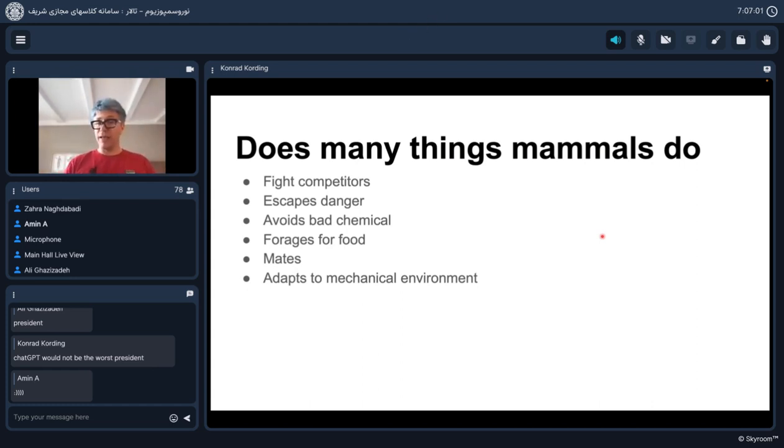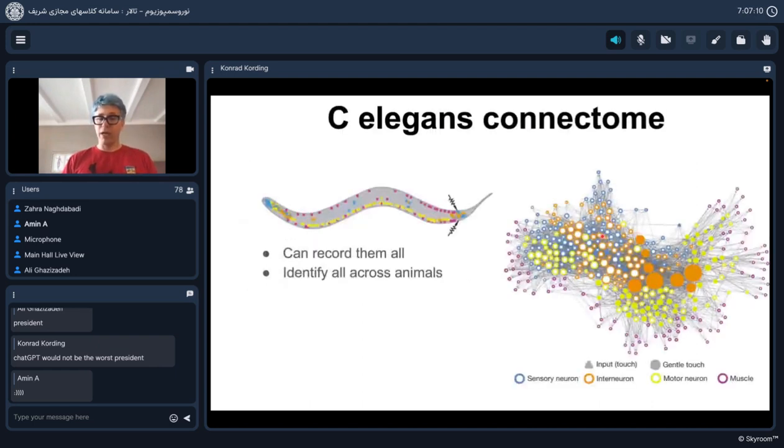Their lives are pretty rich if you think about it, in particular given that they just have 302 neurons. And we can record essentially all of them, we can identify the same neuron across animals, and we know the connectome at the moment. Not only that, but we'll be able to do connectomes at exceptional precision, with information on where the molecules are.